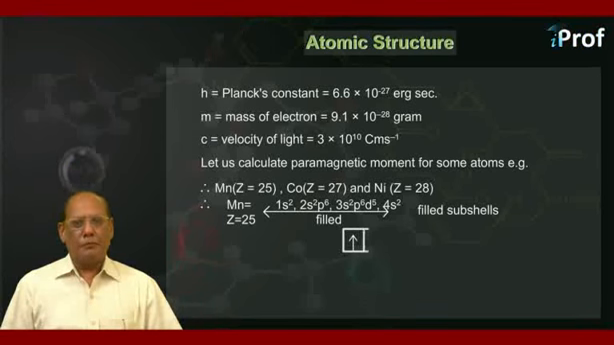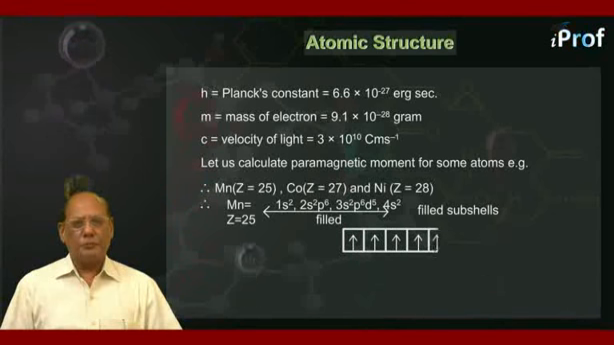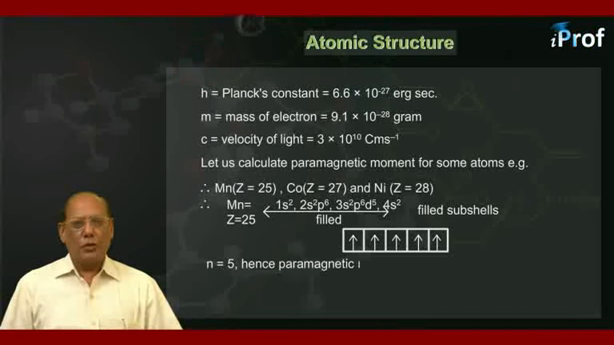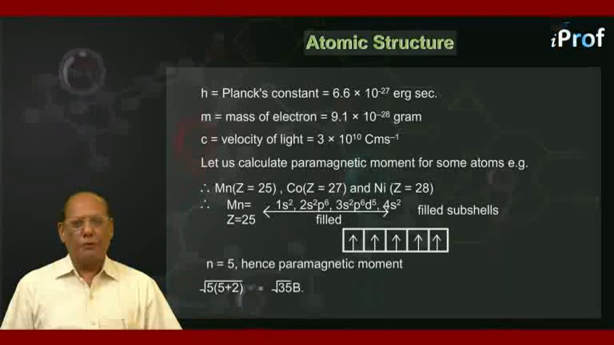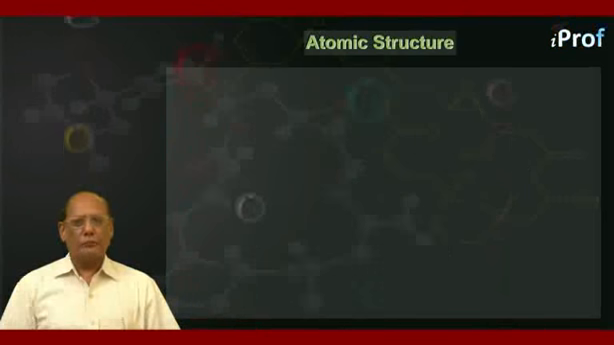There are 5 unpaired electrons in the 3d orbitals of this atom. Therefore, n is equal to 5. Hence, paramagnetic moment will be equal to under root 5 into 5 plus 2, that is equal to under root 35 Bohr magneton.